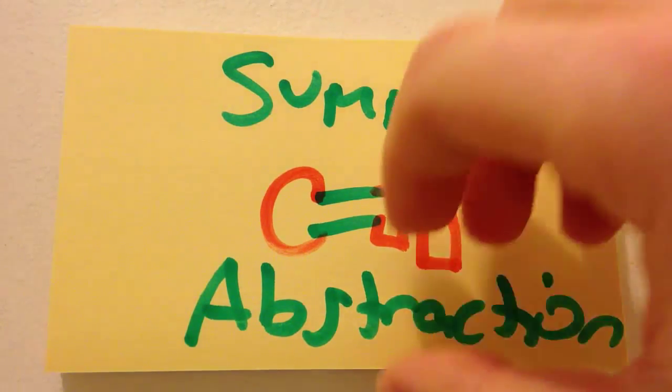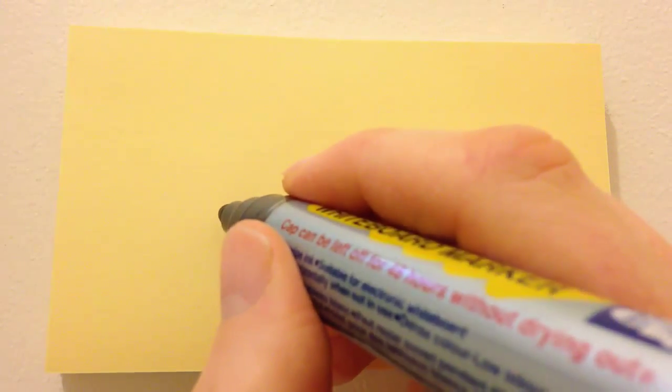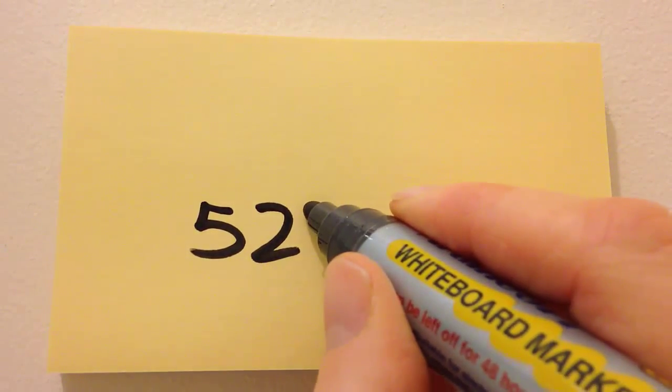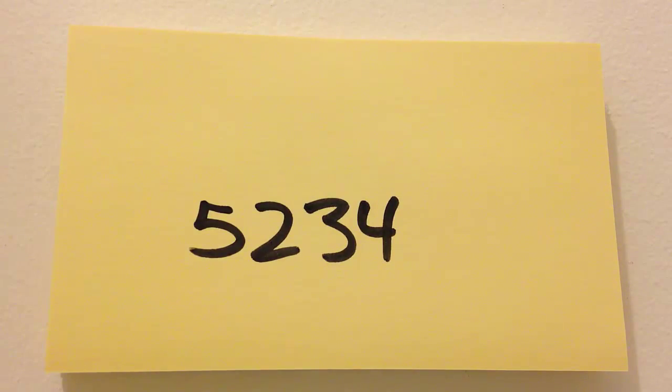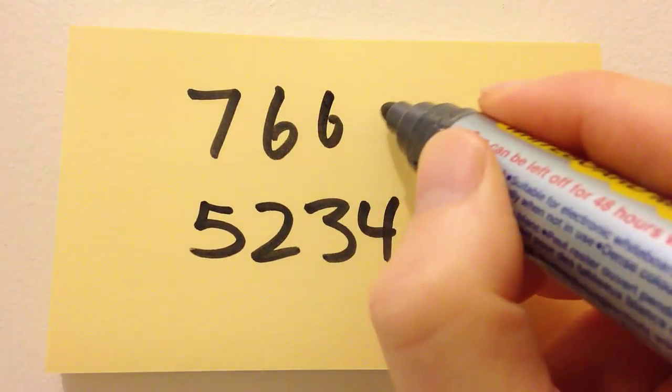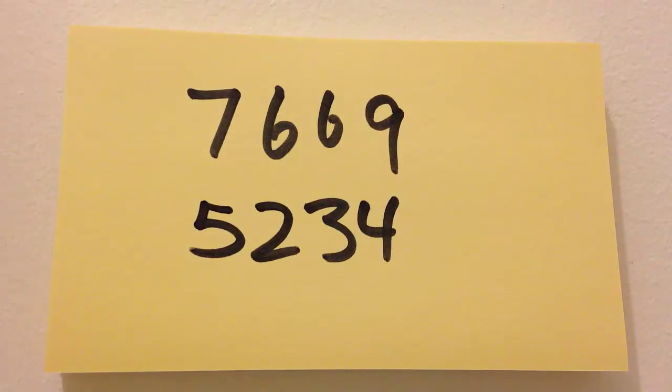Alright, here's another example. Let's look at maths. Let's say we have a maths word problem where 5,234 people attend a football match, and the week before that, let's go with 7,669 people also attended a football match. And we need to find out what the difference is in attendance between those two matches.